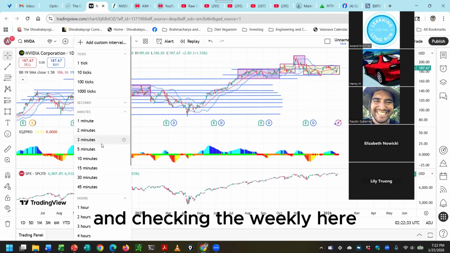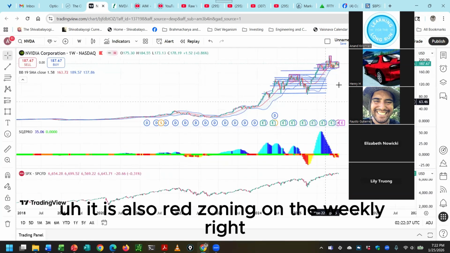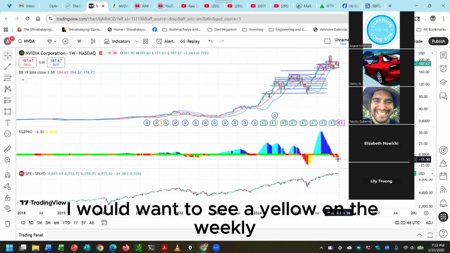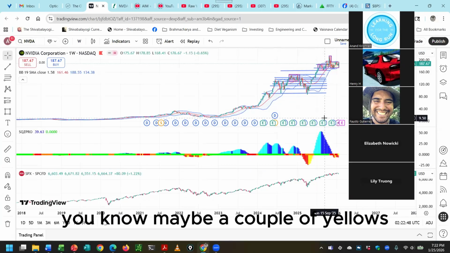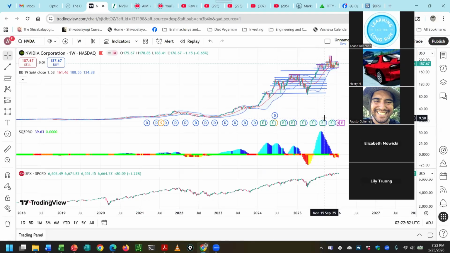And checking the weekly here, really quickly, it is also red zoning on the weekly. So if I were to do a long-term trade in this, I would want to see a yellow on the weekly, maybe a couple of yellows before I am confident to actually buy this one too.